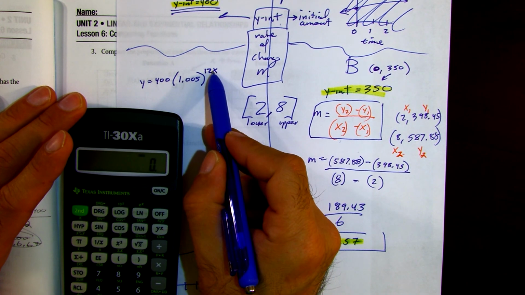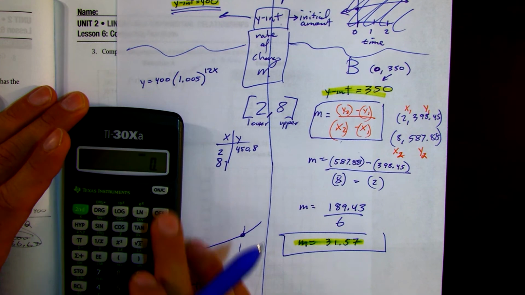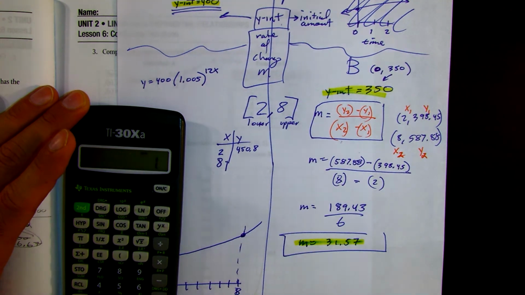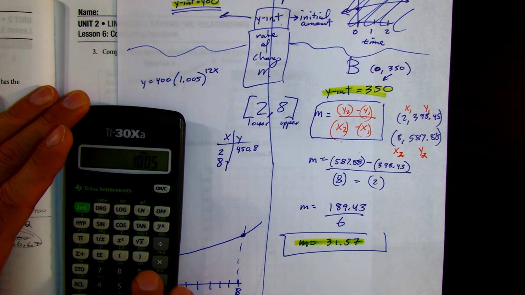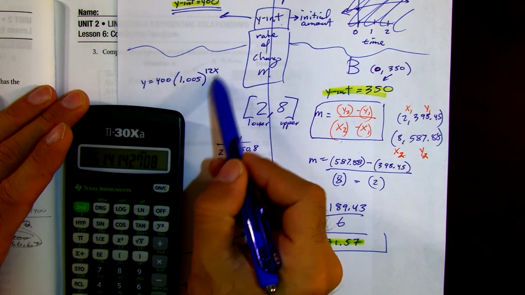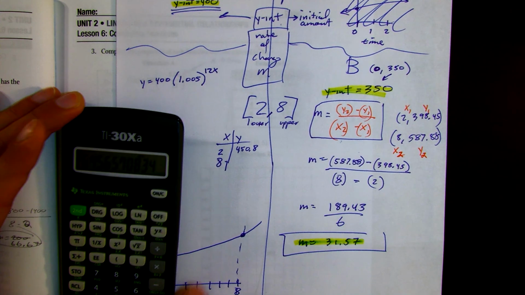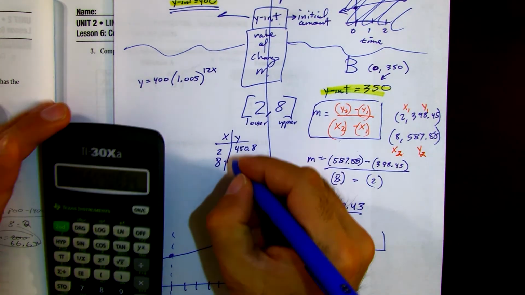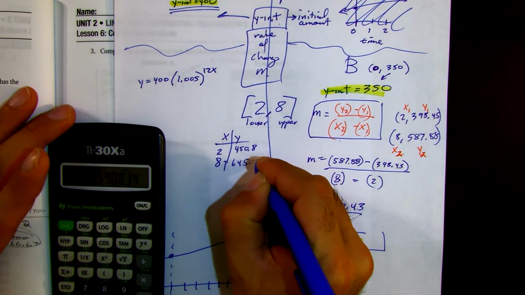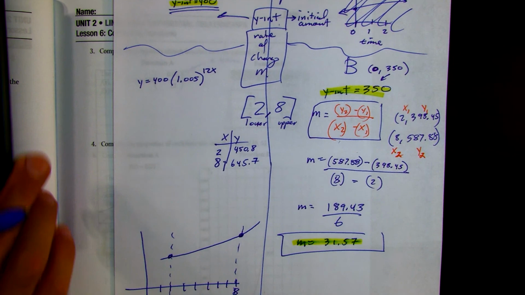Okay, so now we got to do it for 8. Let's see, 12 times 8 is 96. So let's do 1.005 raised to the 96th. And then that's all of this. Now let's multiply it by 400. All right, 645.7. Let's do that.